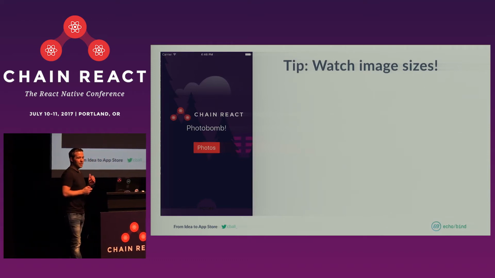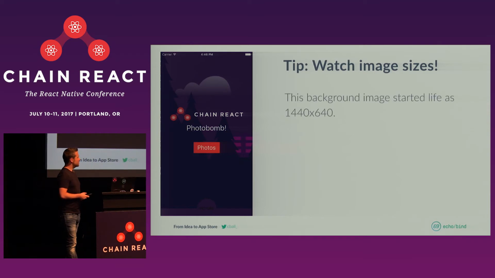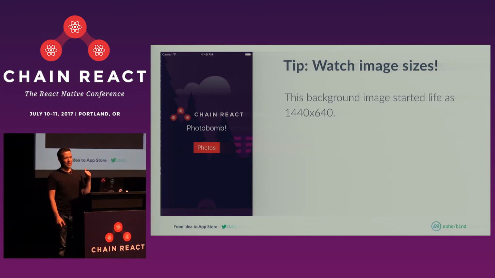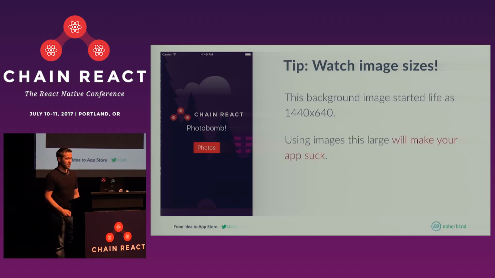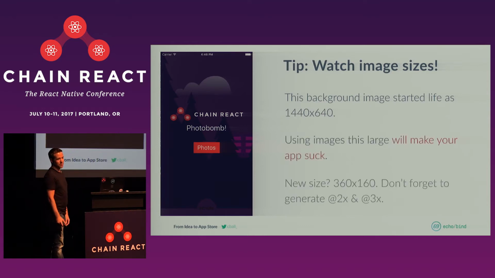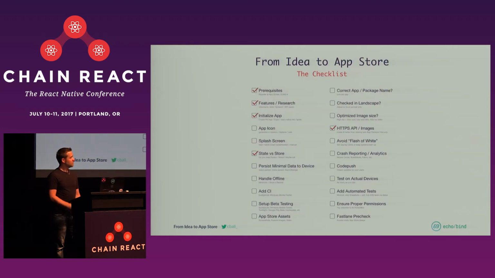So if your images are here and you're noticing that things get really slow, this is probably what's going on. This image started out as 1440 by 640. And if you add to that the fact that you have to produce a 2x asset and a 3x asset for the high density screens, you're talking about really big files, and this is not great. Your phone is not that many pixels, so reduce that. This will really make your app suck, so I just want to hammer that home. We optimized our image size, good to go there.